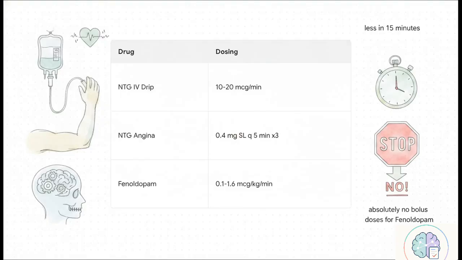Here we map out the exact dosing. For an NTG IV drip, you're running 10 to 20 micrograms per minute, and you're stepping that up by 5 to 10 micrograms every 5 to 10 minutes. If you happen to be treating angina pectoris, you're looking at 0.4 milligrams sublingually, up to 3 times.